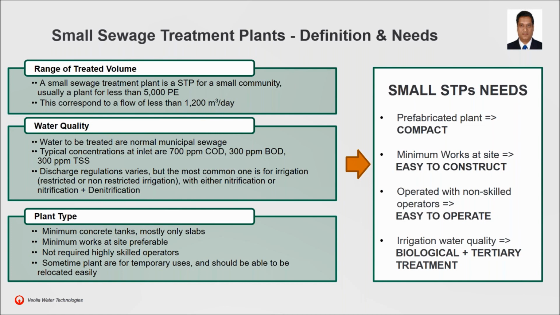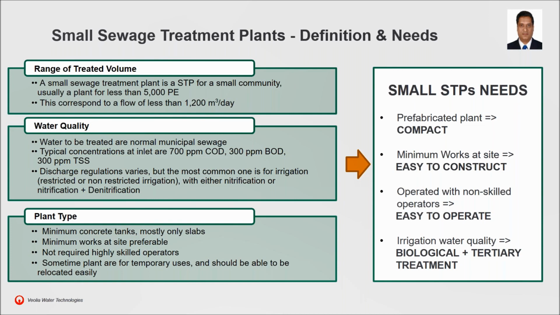Here we refer to STPs for a population equivalent of 5,000 or less, where the wastewater flow is less than 1,200 cubic meters per day. Small STPs are required by small communities not connected to a sewer network, and by shopping malls, temporary camps, schools, hotels and resorts, and so on. These small STPs are compact, prefabricated, easy to assemble at site, require minimal civil interventions, and are easy to operate.